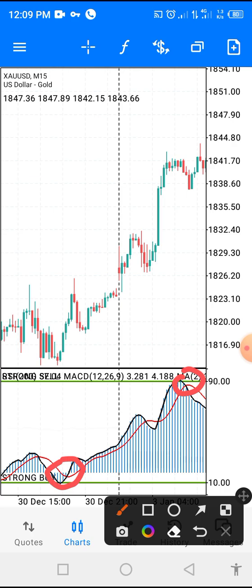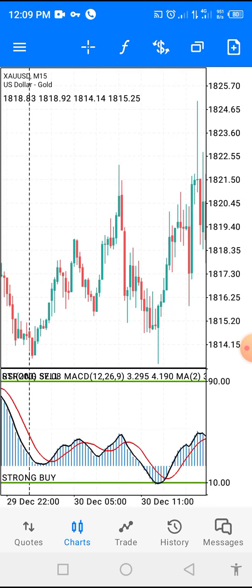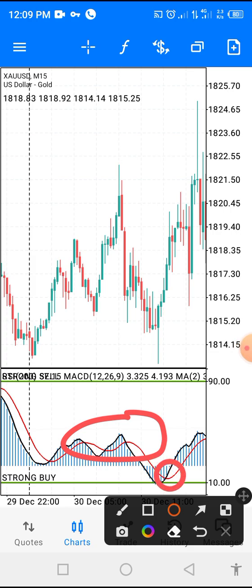So I would advise all traders out there, especially the beginners, please always be patient with the market and wait for these signals. Don't enter the market when the market is consolidating. Don't enter it. But always wait for the signals. You can see here, always wait for the signal before entering the markets.